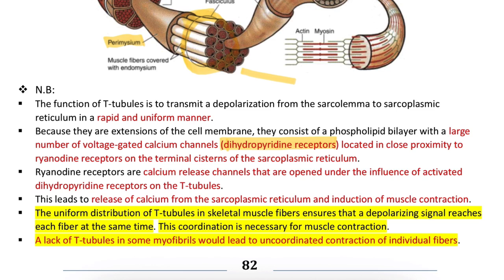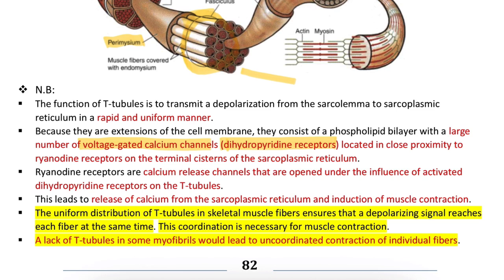receptors are voltage gated ligand type calcium channels. This interacts with the ryanodine receptors on the sarcoplasmic reticulum. Then after this, the ryanodine receptors open to release calcium into the cytosol.